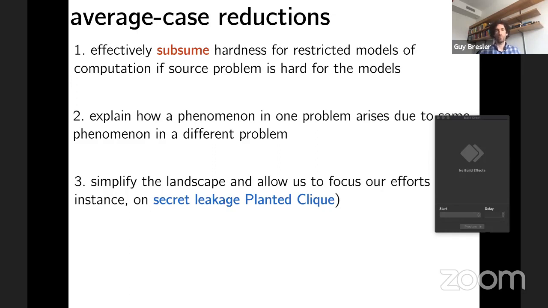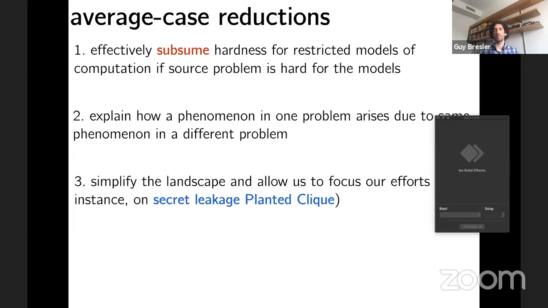More philosophically, average case reductions explain how a phenomenon in one problem arises due to the same phenomenon in a different problem, because the original problem that you're mapping from is kind of living inside the one that you've mapped to. And so it's really quite a deep insight into the problem that one reduces to.